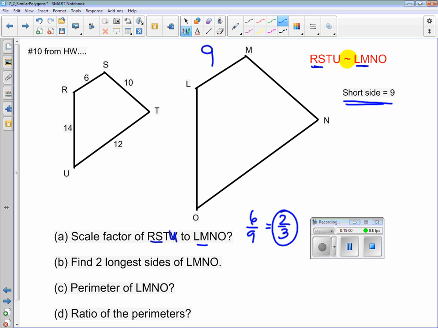Let me tell you why this makes me uncomfortable. 2/3 in my mind, if I multiply by 2/3, wouldn't I get a smaller figure? And don't I go from here to here and I get bigger? See why that makes me uncomfortable? But I'm telling you what the state of Virginia is telling me to tell you. Okay? I'm not saying I agree with it, but I'm saying that's the law.